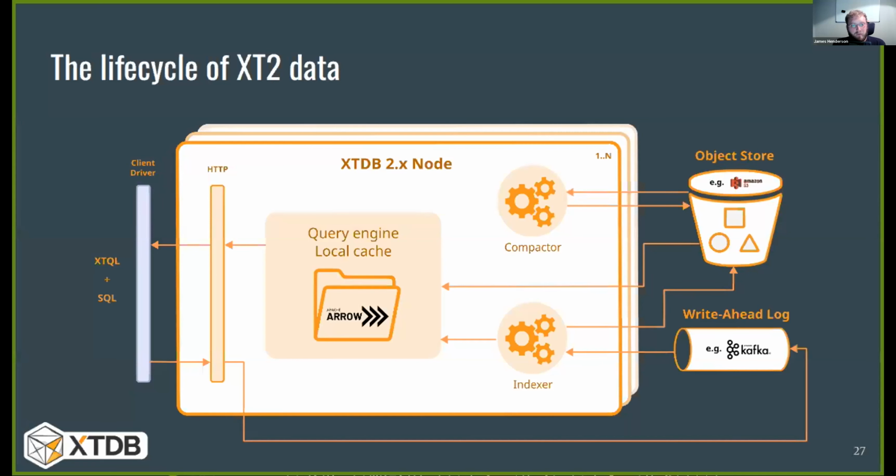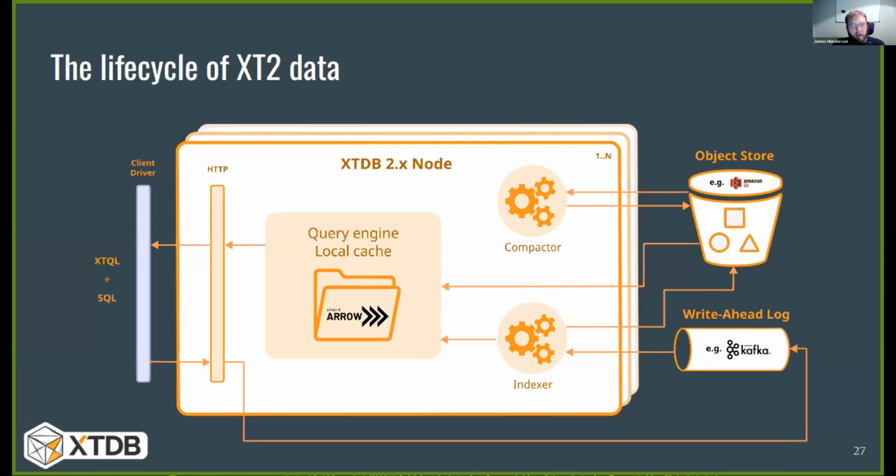On to what then happens. So the transactions, in a fairly similar way to XT1, get written into the write-ahead log, the transaction log. One big difference here is that this is now transient, so there's no need for infinite retention on your Kafka log, which is one constraint that we were particularly eager to lose. And secondly, the data on the transaction log is now all Arrow format as well.